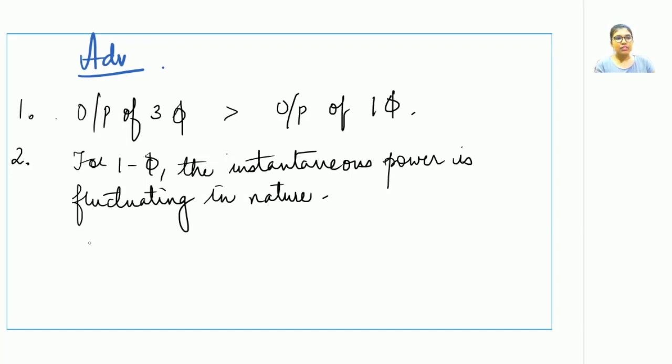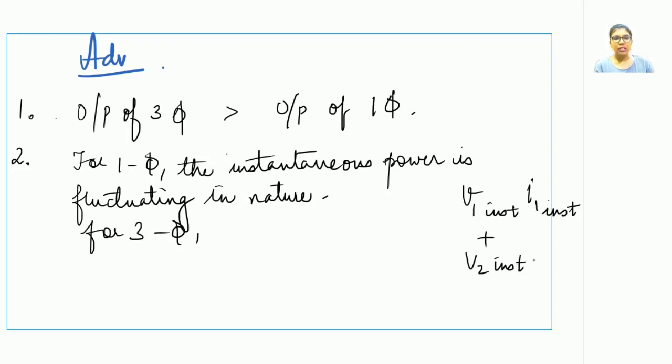However, for a three-phase system, that instantaneous power, and how will we obtain the instantaneous power for a three-phase system? Since there are three values of voltages involved, we have to multiply the respective currents obtained with their corresponding voltages and add them up together. That is V1 instantaneous into I1 instantaneous plus V2 instantaneous into I2 instantaneous plus V3 instantaneous into I3 instantaneous for a three-phase system is a constant.